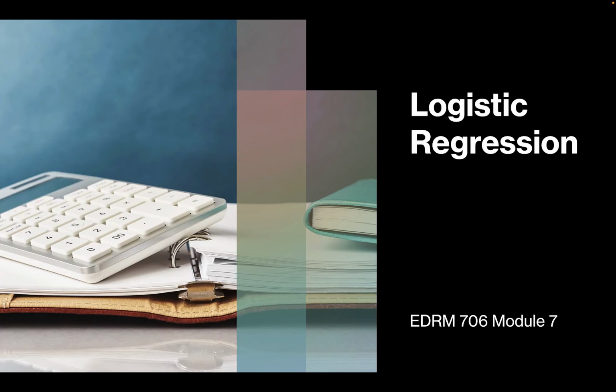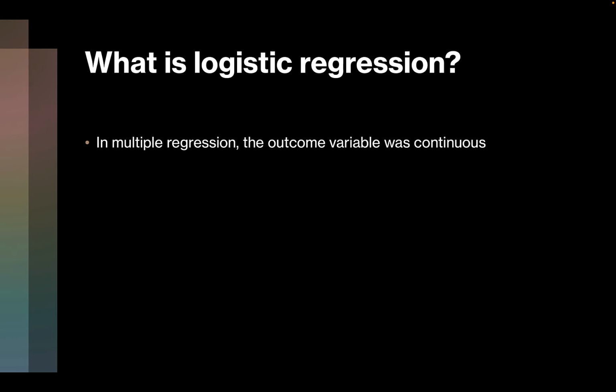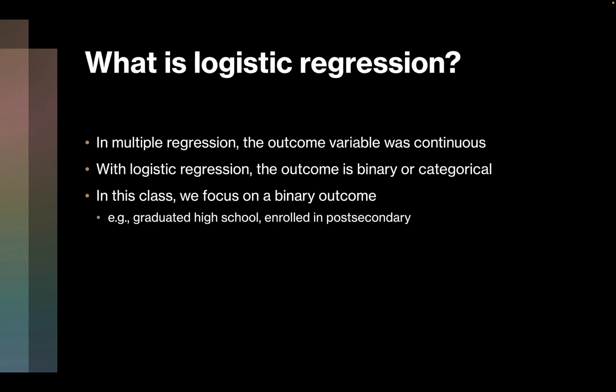Okay, this week we're going to be talking about logistic regression, and this is the final module in the course. What is logistic regression? Recall with multiple regression, the outcome variable was continuous. With logistic regression, the outcome is either binary or categorical, but in this class, we're going to focus on a binary outcome. An example there would be the student graduating from high school. Either yes, they did, or no, they did not.